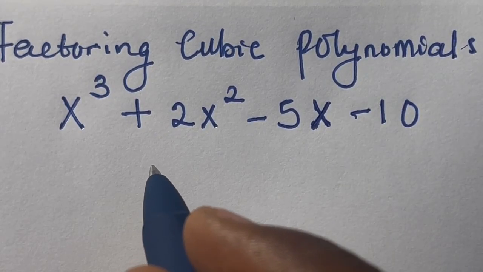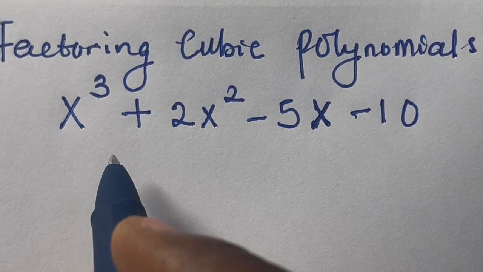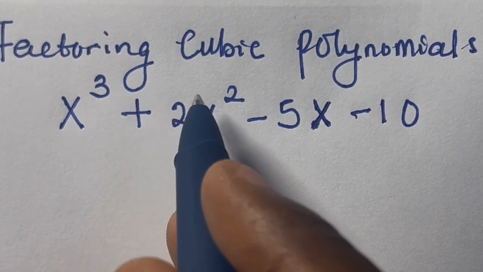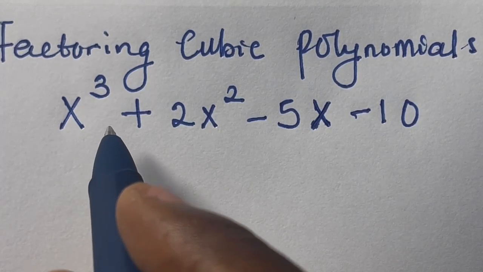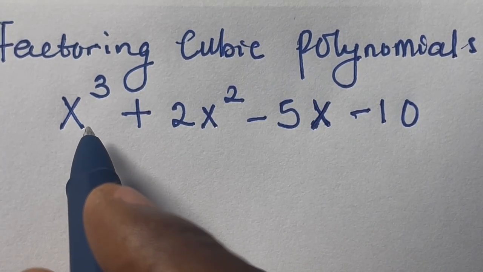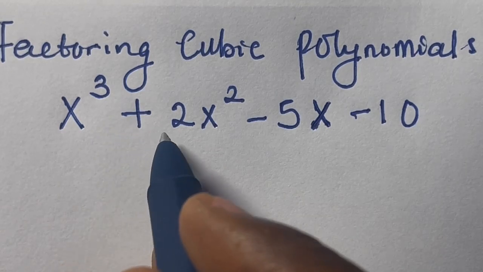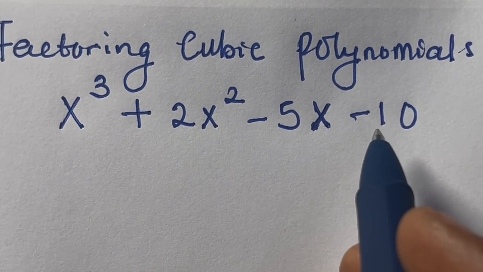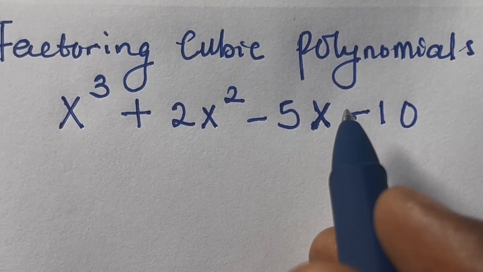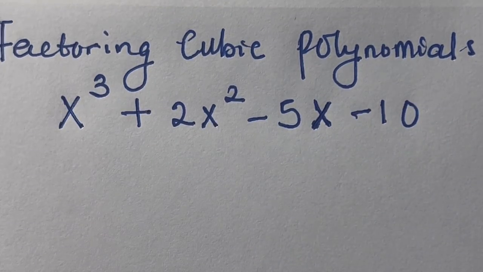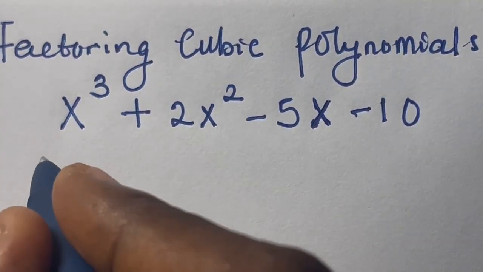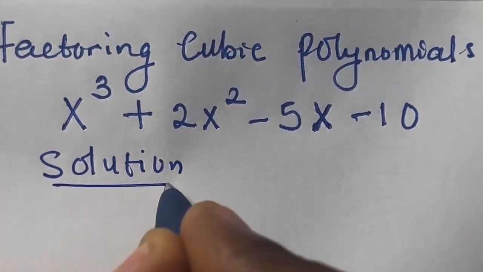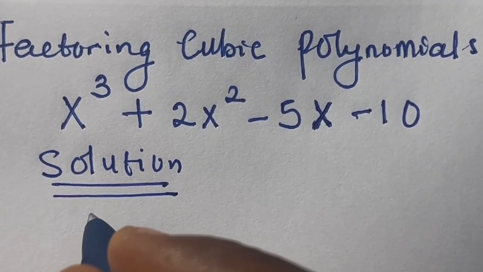Welcome, guys. In this video we want to talk about factoring cubic polynomials. Let's say we have a polynomial x raised to the power 3 plus 2x squared minus 5x minus 10 equals 0. So from here, let's start the solution. But guys, please, let's pay more attention to this.